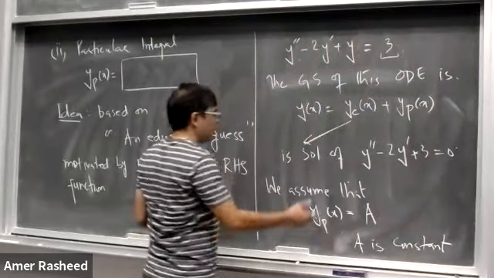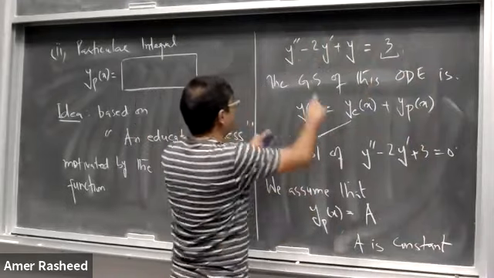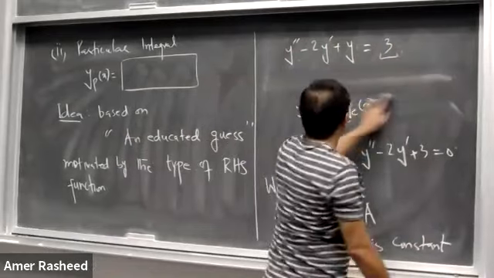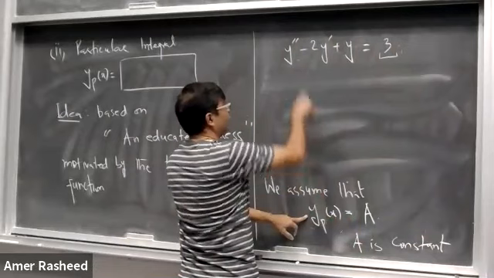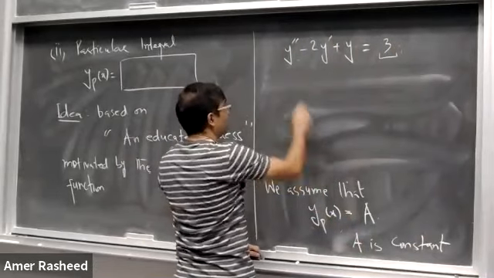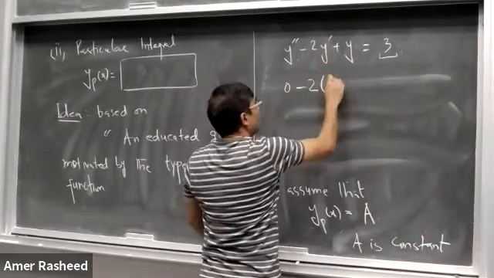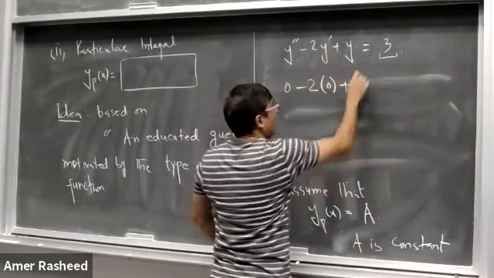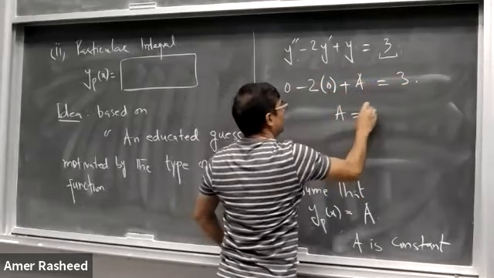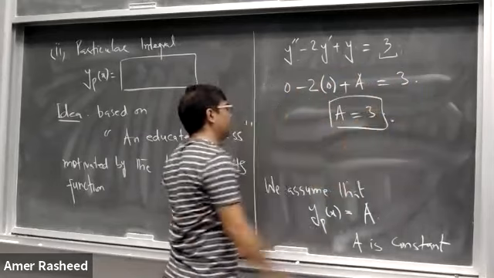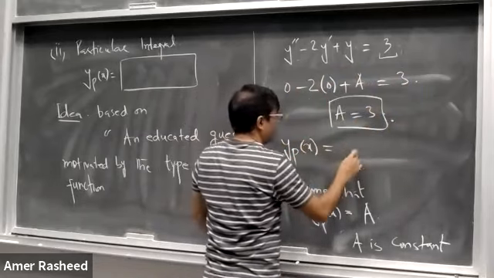of this constant. For example, if we put this solution into this differential equation, y double dash of constant is 0, and the derivative of constant is again 0, plus y is equal to a is equal to 3. So this 0, 0 means a is equal to 3. So the value of this constant is 3. So the particular integral solution or the particular solution is what? It is 3.